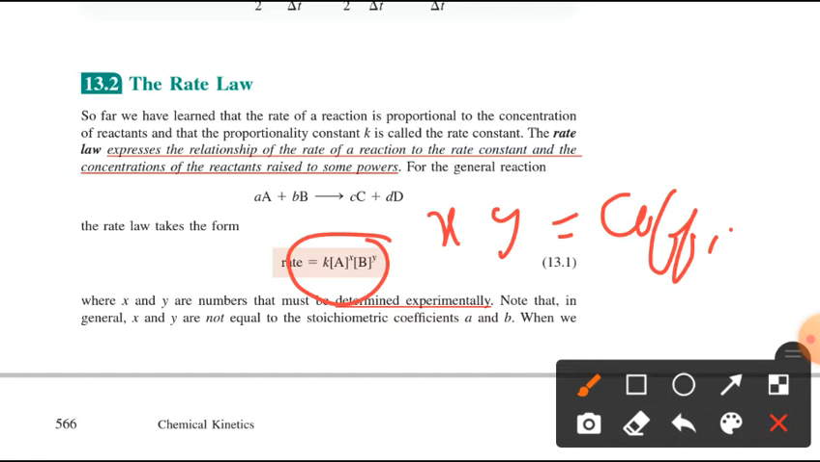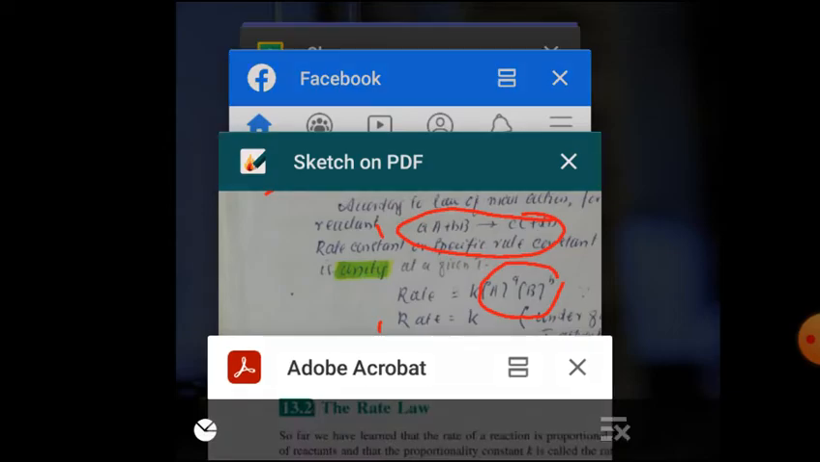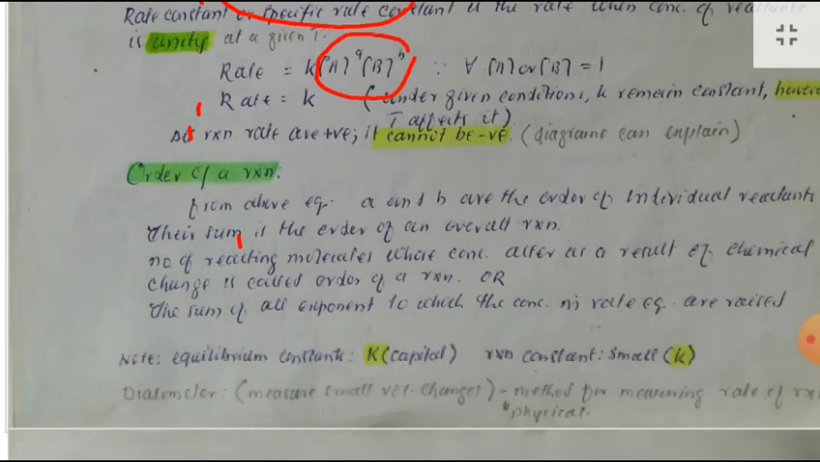This rate law tells us with respect to order that with respect to concentration of A, the order is X. With respect to concentration of B, the order is Y. For a reaction as a whole, the order will be the summation of X plus Y. So when the value of X is equal to 1 and Y is equal to 1, both will be added and it will give us 2, which means that this reaction is of second order. Here we have briefly defined what is the order of a chemical reaction.